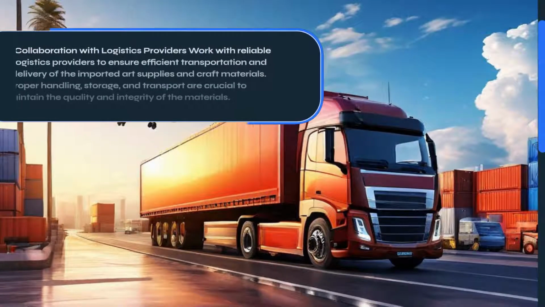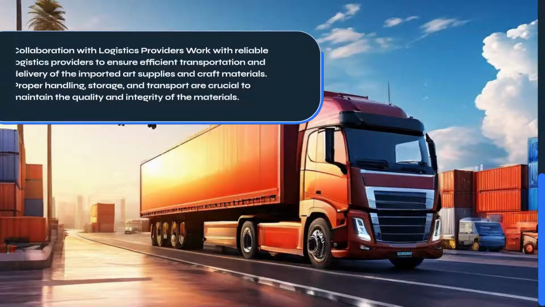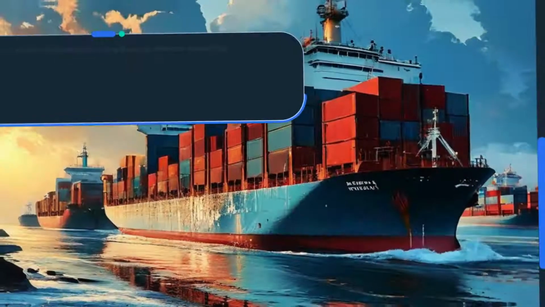Collaboration with logistics providers. Work with reliable logistics providers to ensure efficient transportation and delivery of the imported art supplies and craft materials. Proper handling, storage, and transport are crucial to maintain the quality and integrity of the materials.